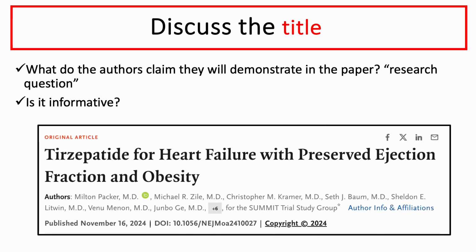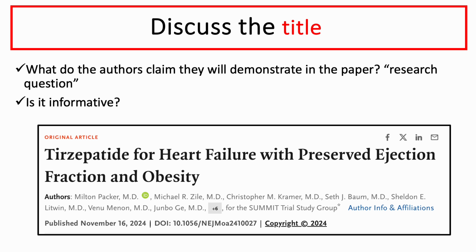So, for example, the article that I picked to present, the title was tirzepatide for heart failure with preserved ejection fraction and obesity. So obviously we know what this paper is going to talk about. But I asked them, does it have all the information that you need? Do you think it's informative? Here I don't know exactly what the article is going to talk about. Is it a trial? Is it a retrospective trial? Is it a review article? It's not very clear.